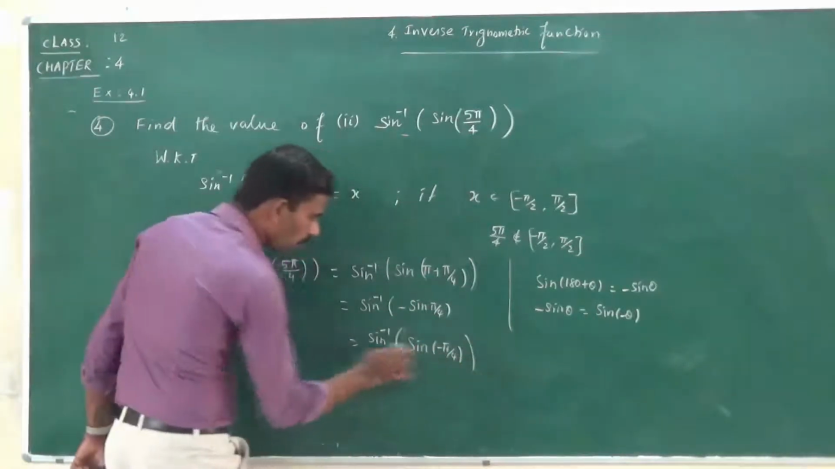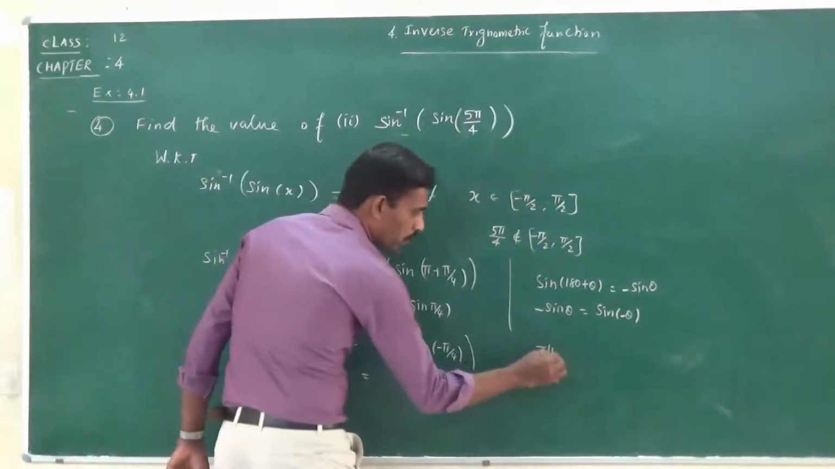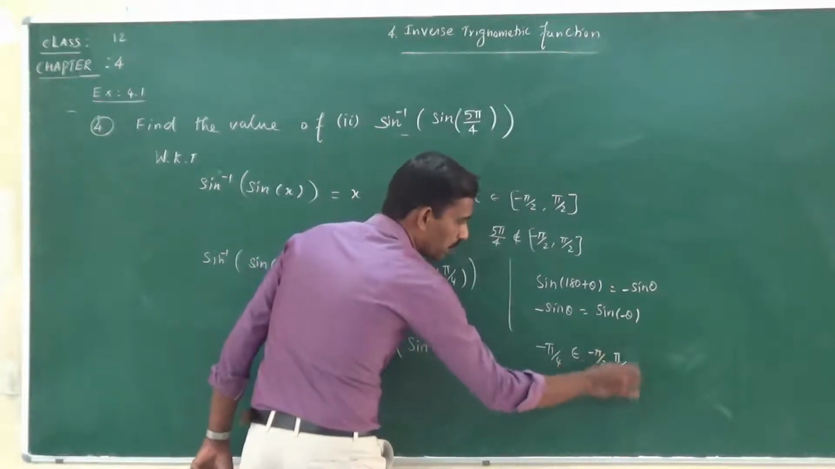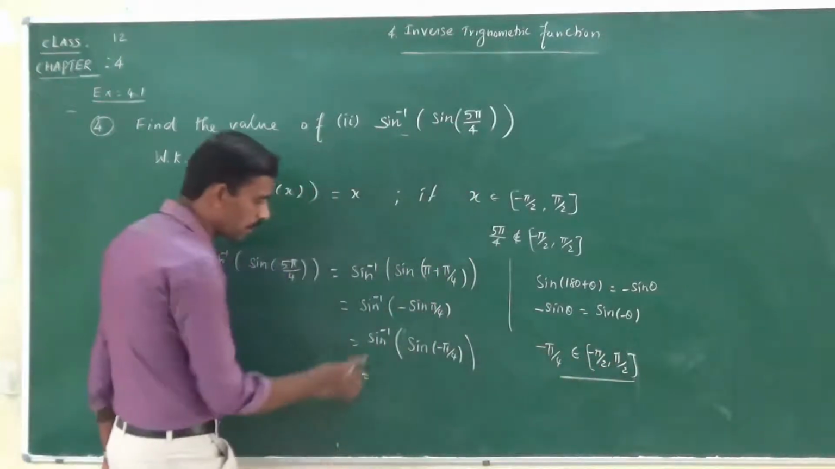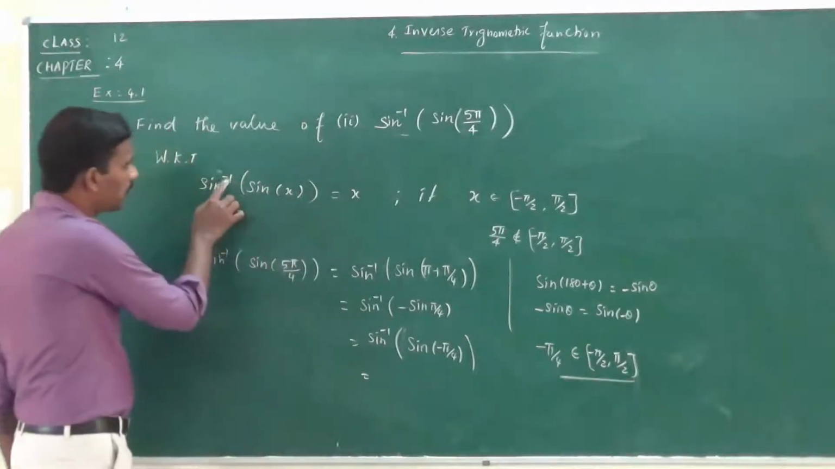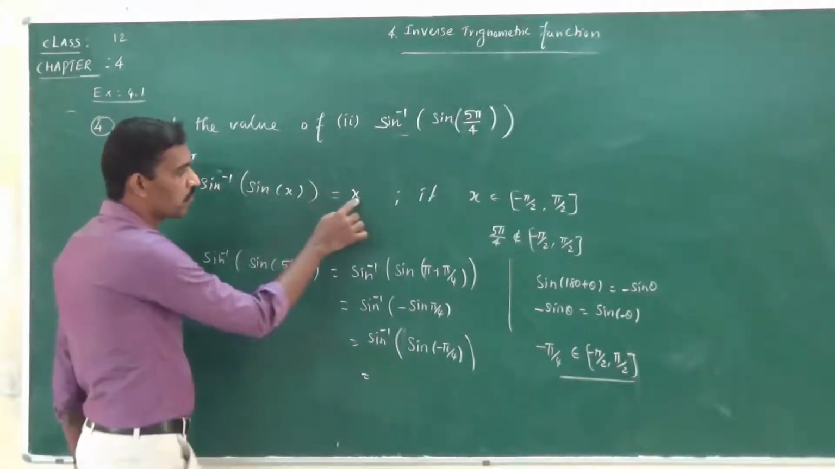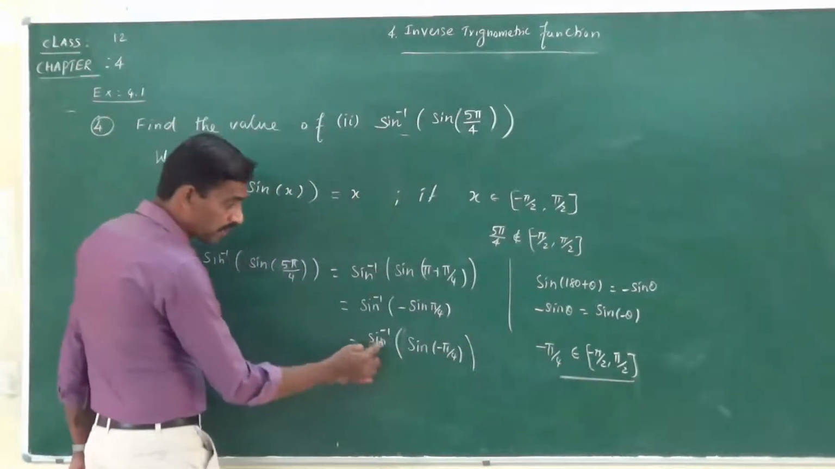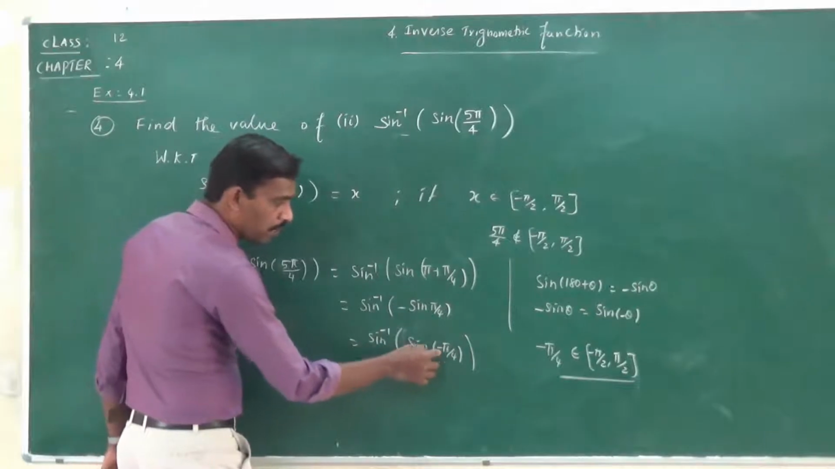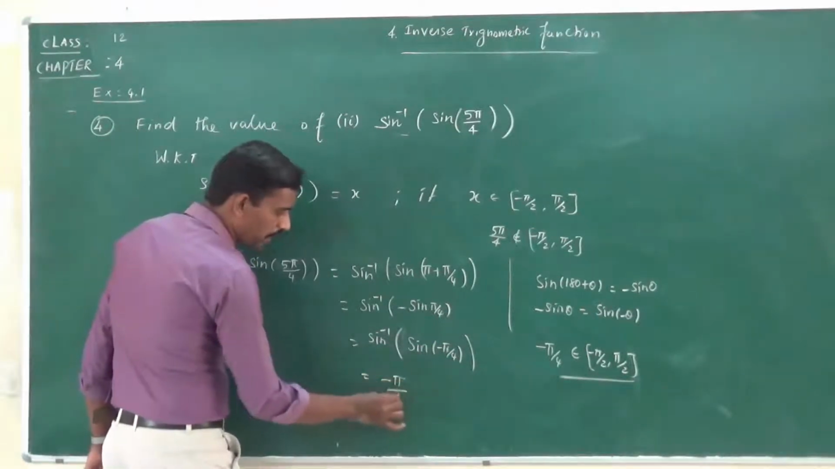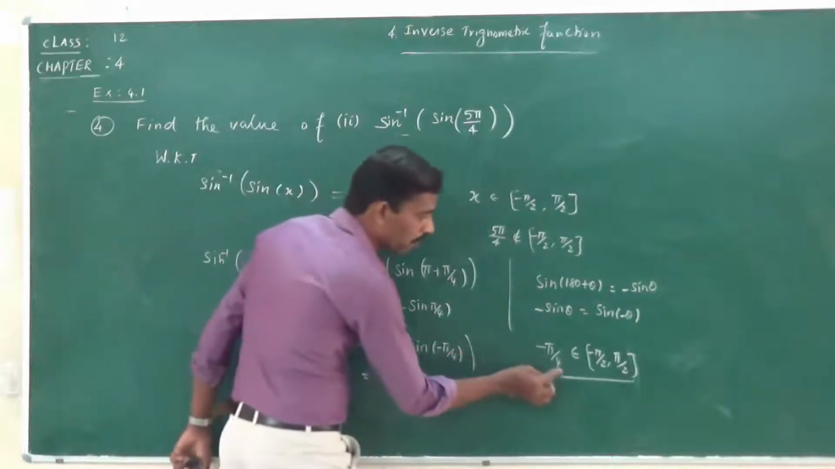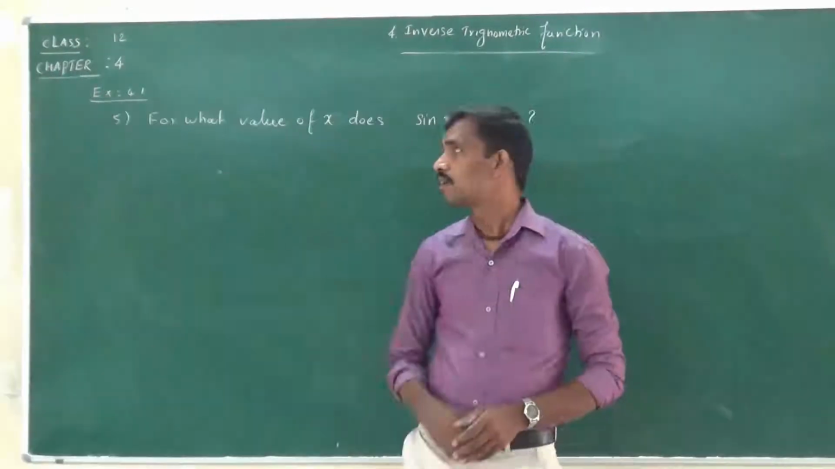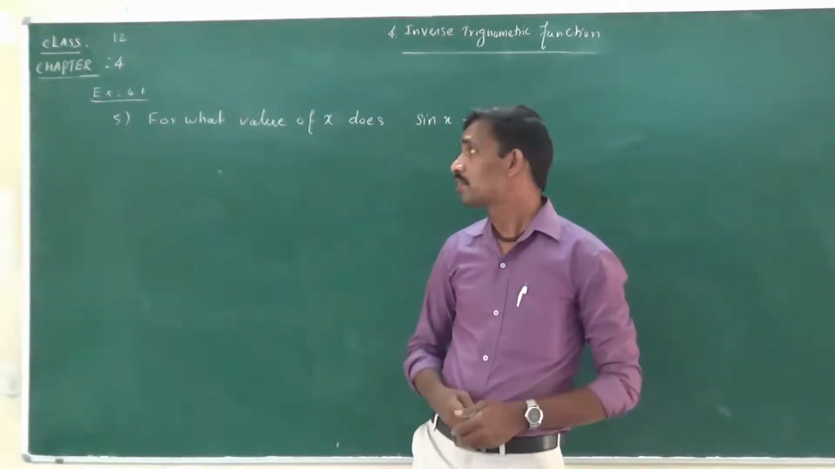Now this minus pi by 4 belongs to the closed interval minus pi by 2 to plus pi by 2. According to the concept, sine inverse of sine of x is equal to x, because this x belongs to minus pi by 2 to plus pi by 2. So here sine inverse of sine of minus pi by 4 is minus pi by 4, because it belongs to minus pi by 2 to plus pi by 2. That's all. Alright students, this is exercise 4.1, question number 5.